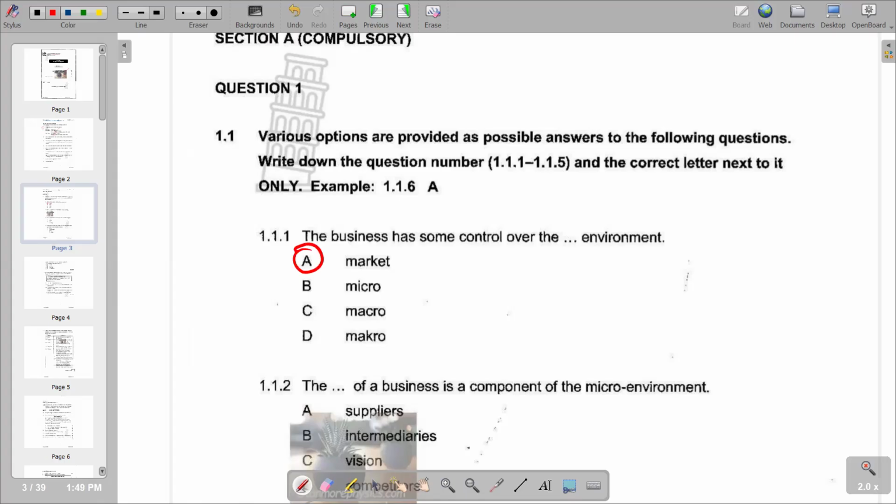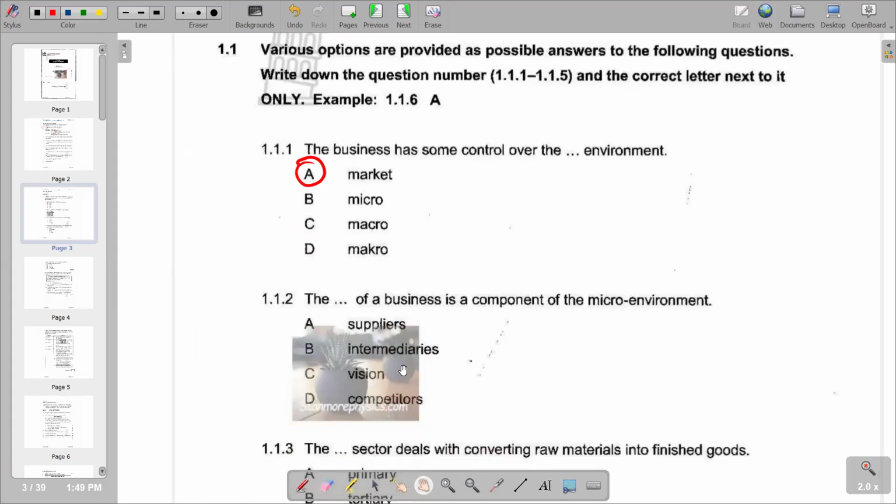Then we go to the second part, whereby it is the dash of a business is a component of the micro environment. So we have suppliers, intermediaries, vision, competitors. So you'd see that the vision is the one that is within the microenvironment. Remember, the microenvironment consists of the components that the business can control, of which the vision is set by the business and obviously controlled also by the business. So we have 2C as the correct response.